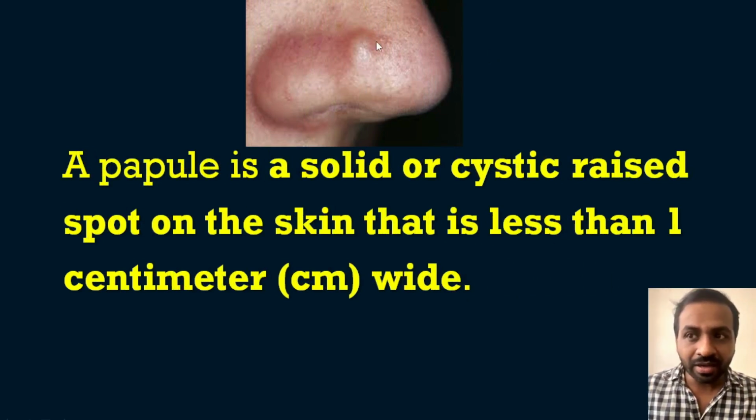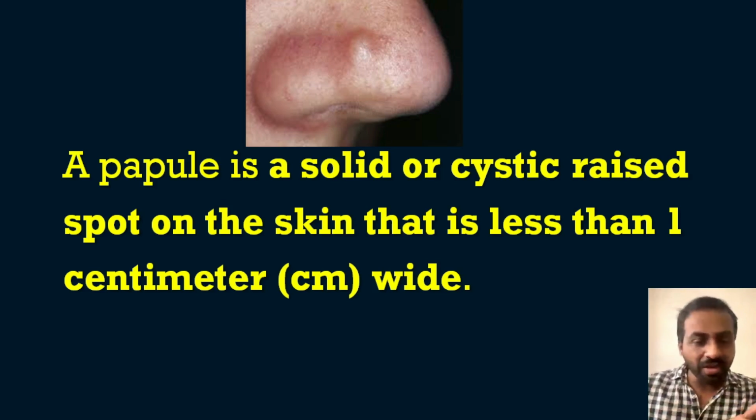See here in the nose, we can see that it is a little raised, and it is less than 1 centimeter wide. So that is the difference between macule and papule. Macule means it is flat, we can't palpate it, but papule means it is a slightly raised, solid or cystic lesion that is less than 1 centimeter wide. So that is papule.